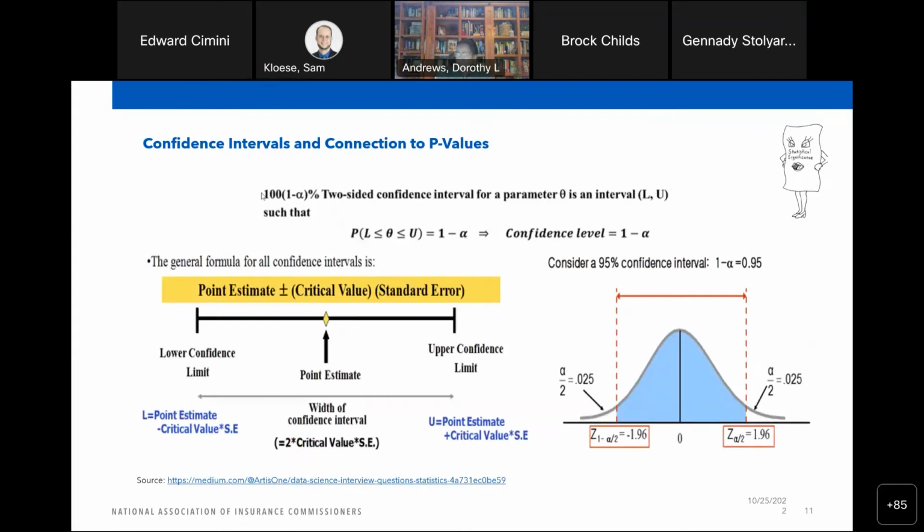So when looking at the relationship between these two, you can take this interval between your lower confidence limit and your upper confidence limit and see where it fits on the distribution. Basically, between your lower limit and your upper limit, you're trying to say that you're 95% confident that the true value lies within that limit.